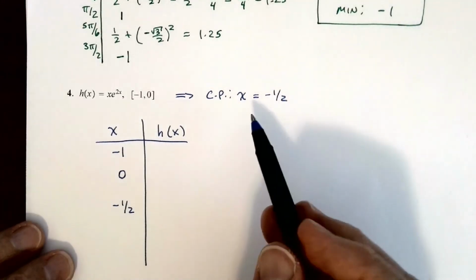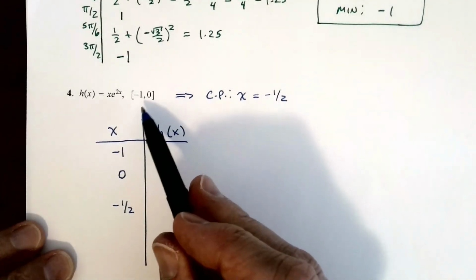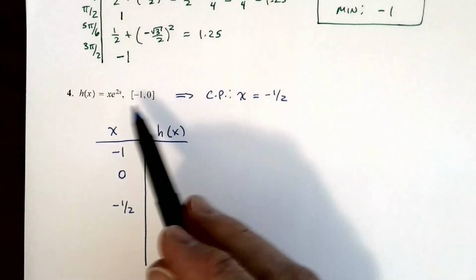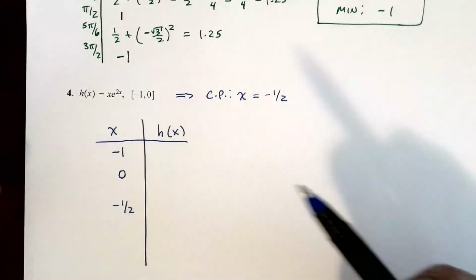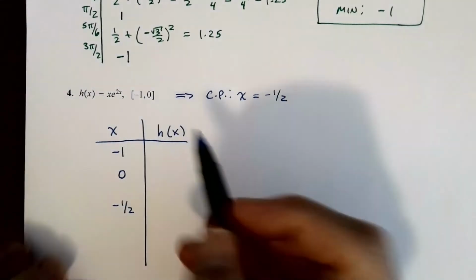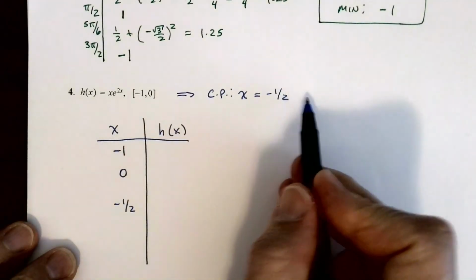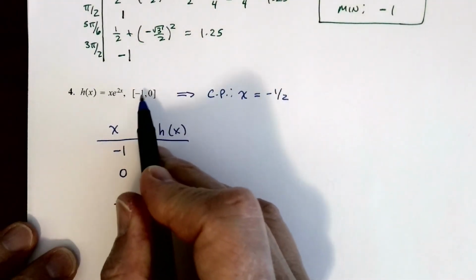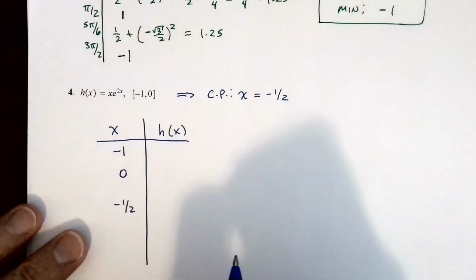By the way, in some problems, the critical point could be an endpoint. That's a possibility, and then you only check it once, obviously. But you want to make sure you check all the critical points in that interval. Make sure, again, the critical points are in that interval. If I had a critical point of 5, I would not use it here because the interval is between -1 and 0.